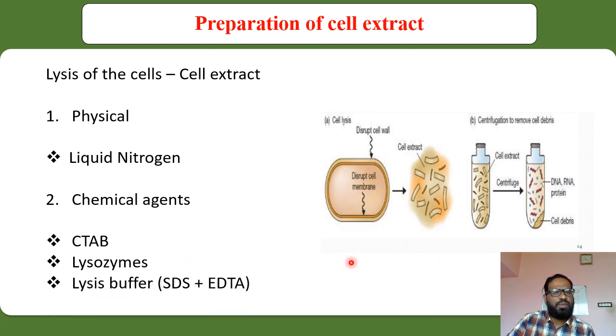Then we use another type of mixture, which is called the lysis buffer. Generally, the lysis buffer contains SDS and EDTA, that is sodium dodecyl sulfate and ethylenediaminetetraacetate. These are the two important chemicals mixed together. The lysis buffer is one of the most common methods used for the extraction of DNA from animal cells.